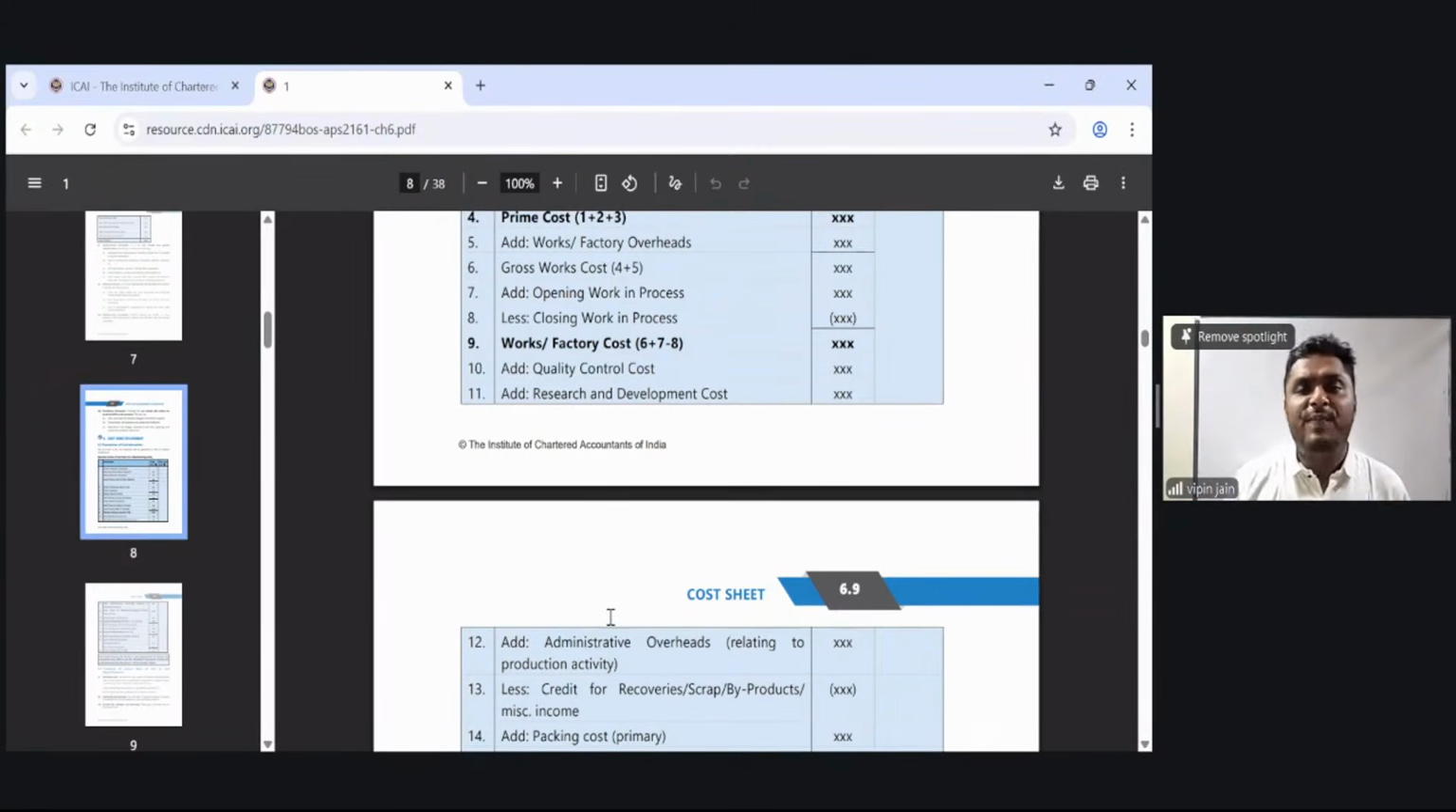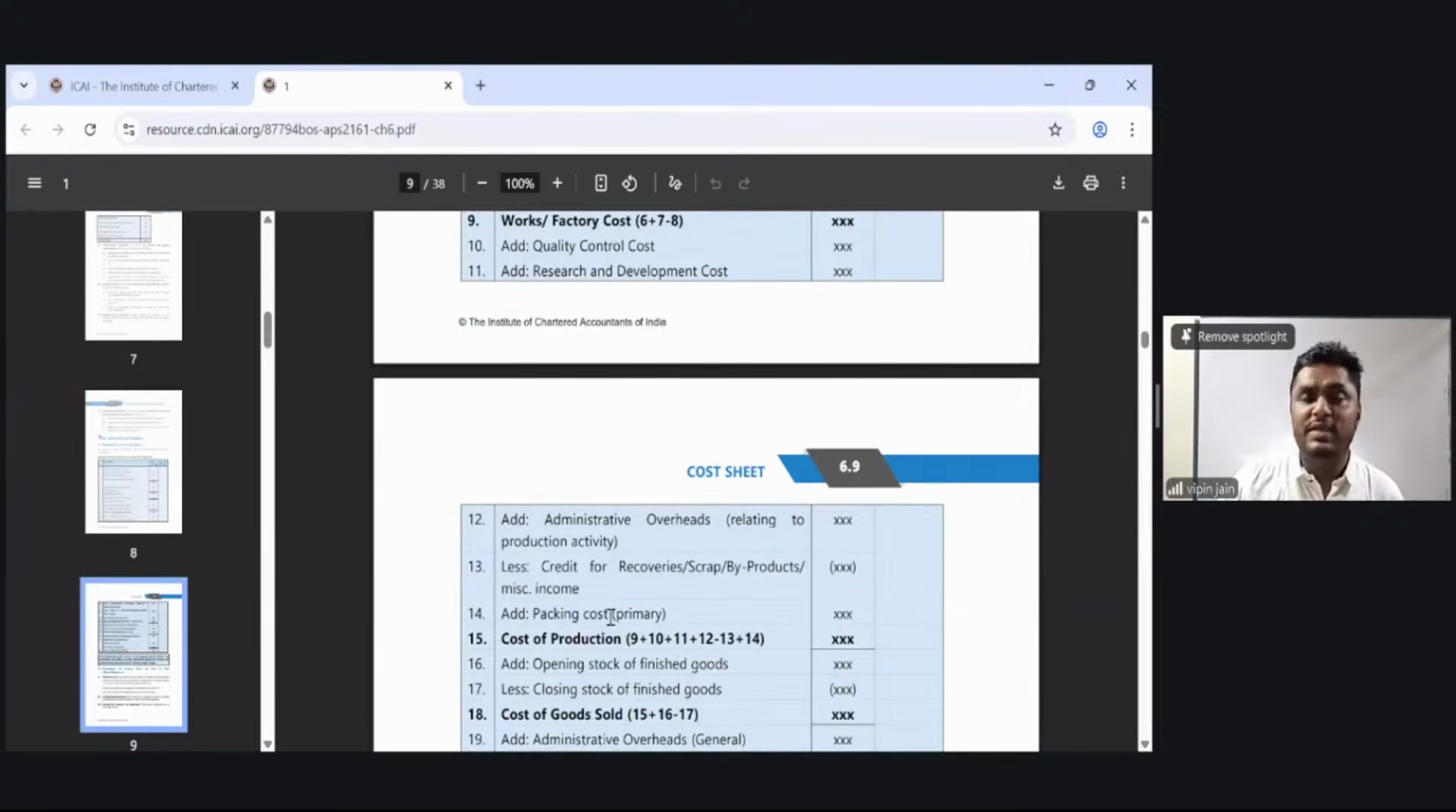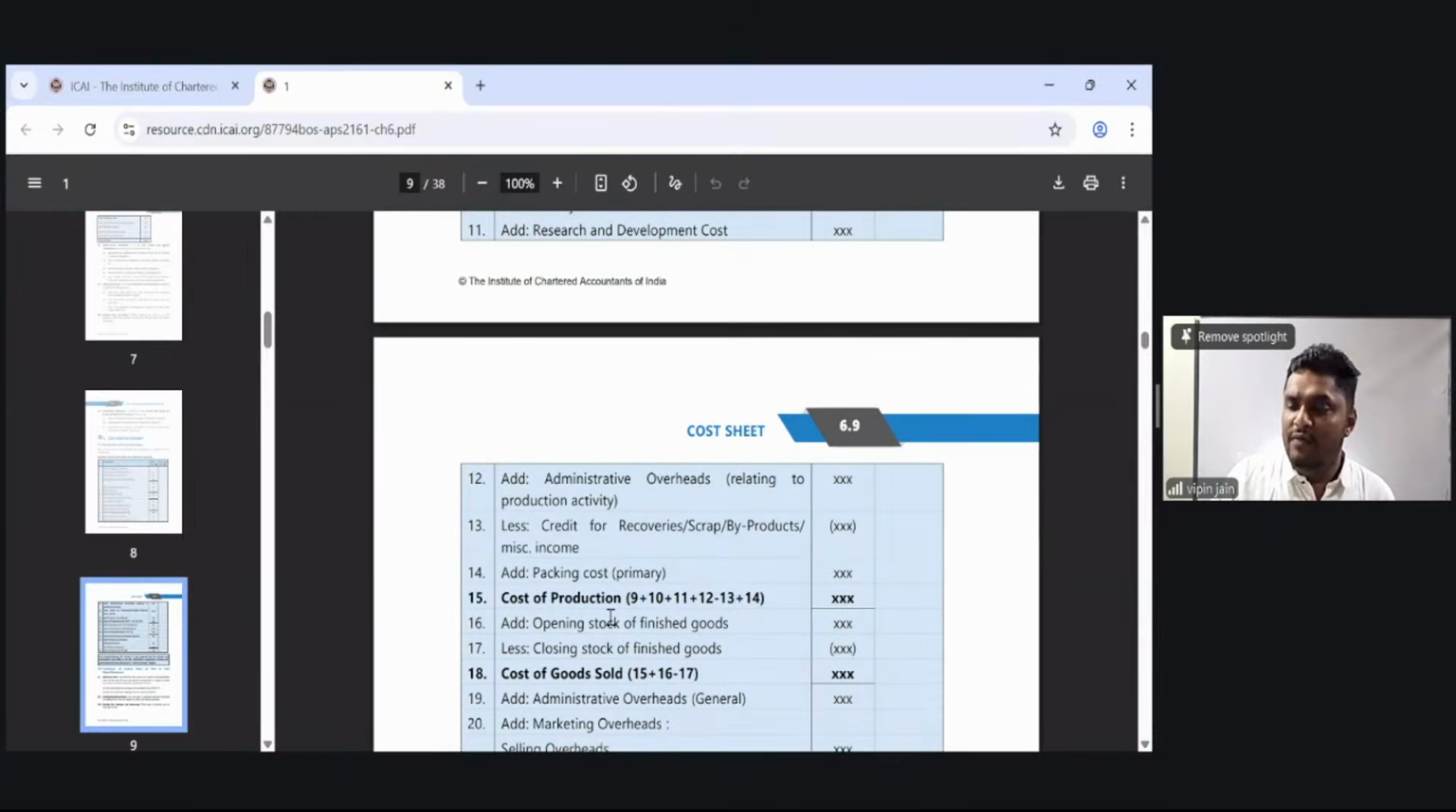In cost of production, we have to make adjustments of opening and closing stock of finished goods. We will get cost of goods sold. After calculating cost of goods sold, we will add administration overhead, that is general administration overhead related to office. Further, we will add all the selling and distribution cost. We will get cost of sales.